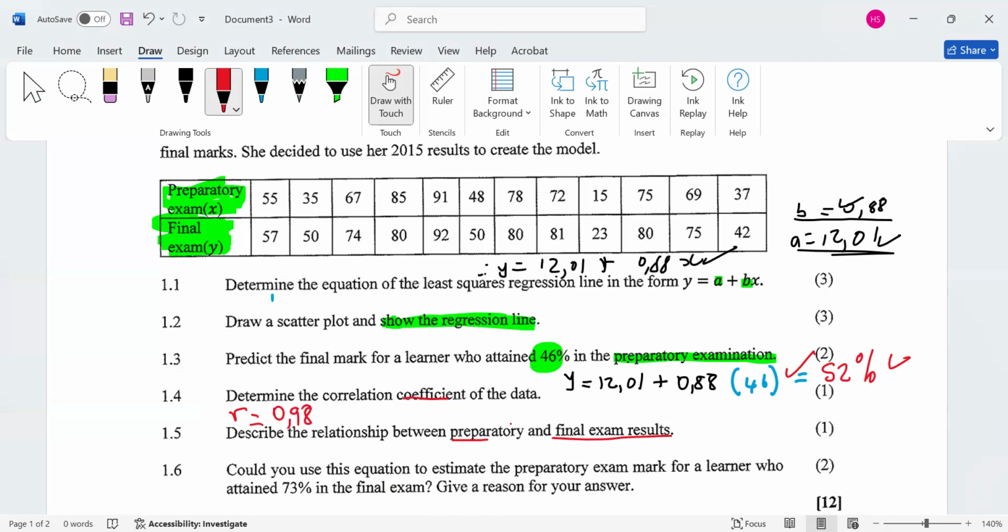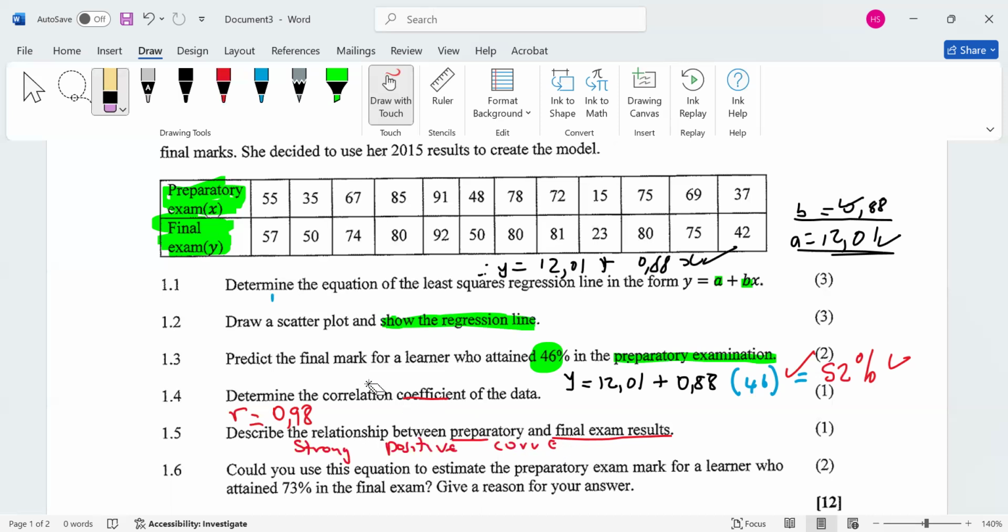Okay, describe the relationship between the preparatory and final exam. What will you say? I said the higher the percentage of the preparatory mark, the higher the final mark. So it's a strong positive correlation. Also, I can answer it like this. In fact, this is the correct one, like English, because it can have a problem there. So just to be on the safe side, stick to the math.